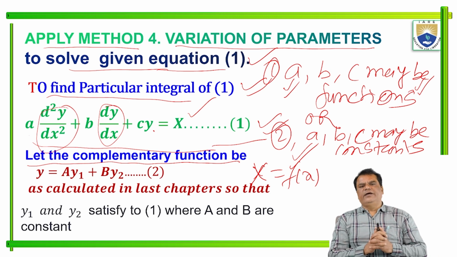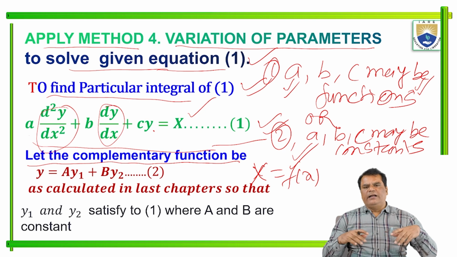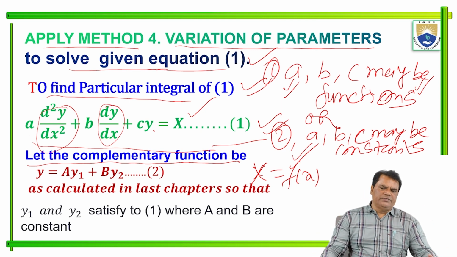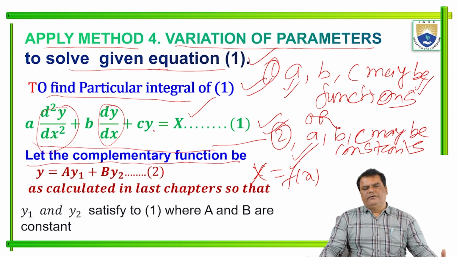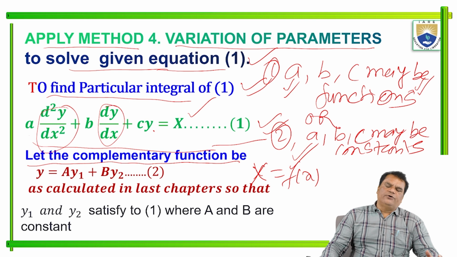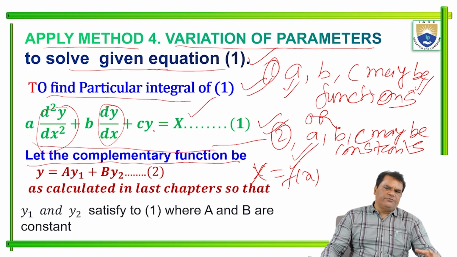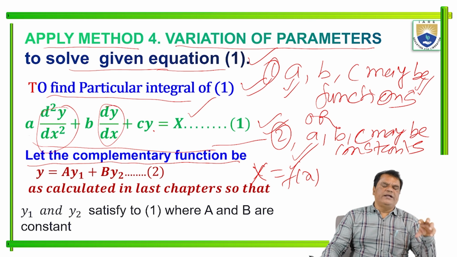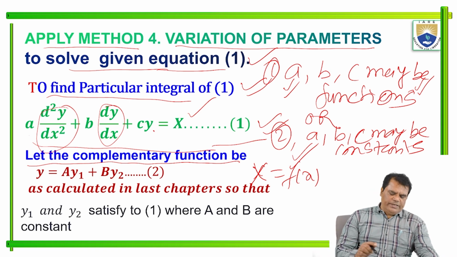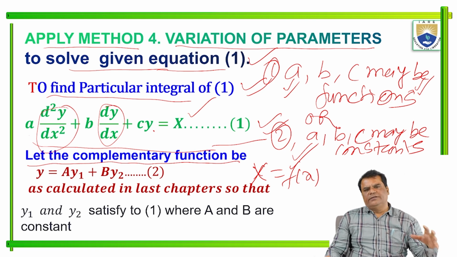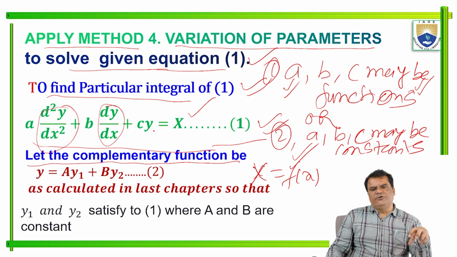So when we start this method, we already know the complementary function of the given differential equation. If you don't have the complementary function, it is not possible to find the solution. First we find the complementary function, meaning the complementary function is already known for the given differential equation. Then we can find the particular integral. So here we are considering the general linear differential equation with variable coefficient or constant coefficient.